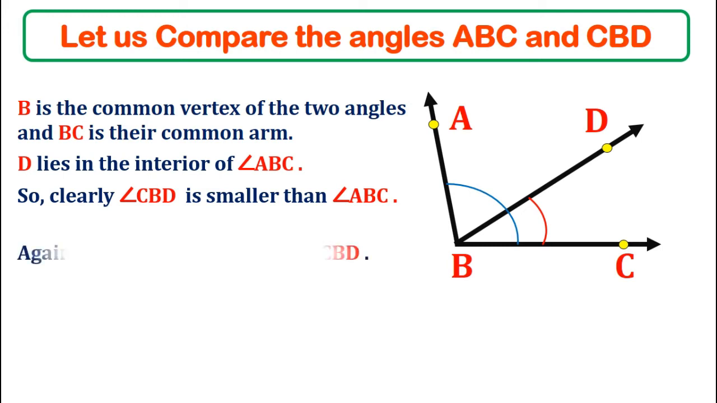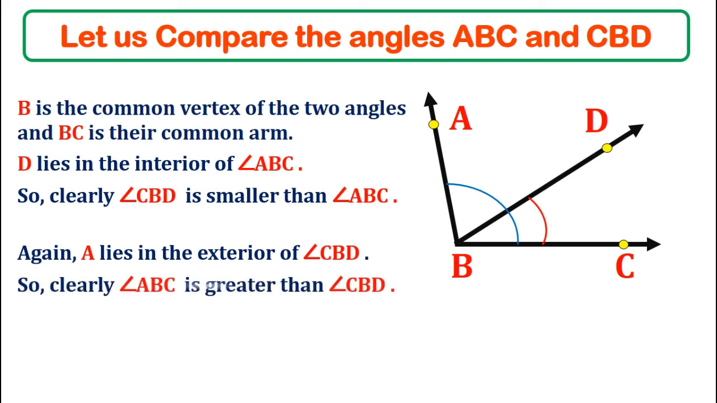We can also see that point A lies in the exterior of the angle CBD. This clearly proves that angle ABC is greater than angle CBD. Therefore, we can say that angle ABC is greater than angle CBD, or we can also say that angle CBD is smaller than angle ABC.